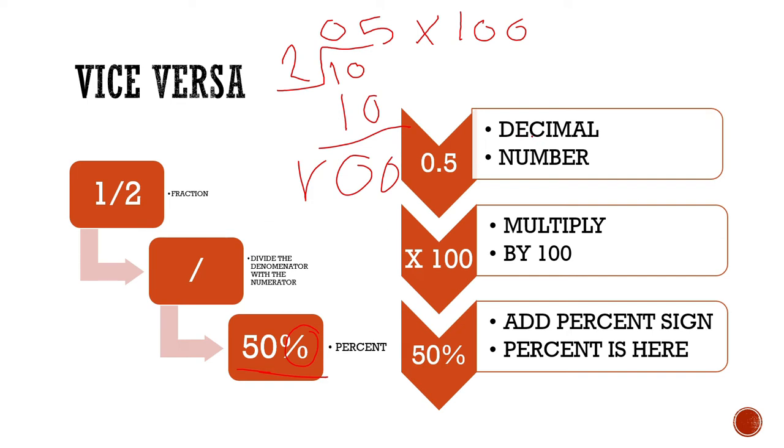Now, decimal number, I have 0.5. I have to multiply by 100. I'll have my number, then add the percentage sign, and here's your percent.